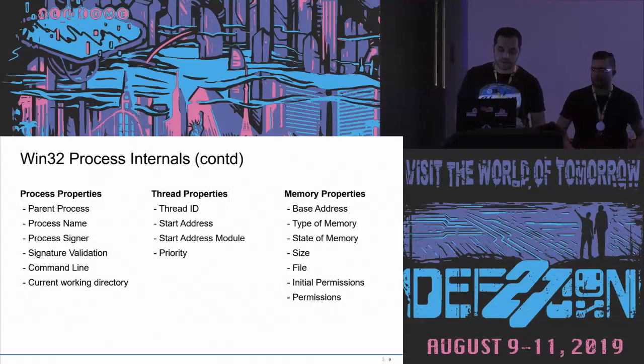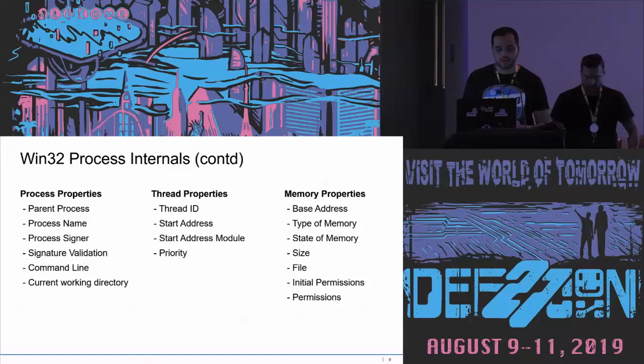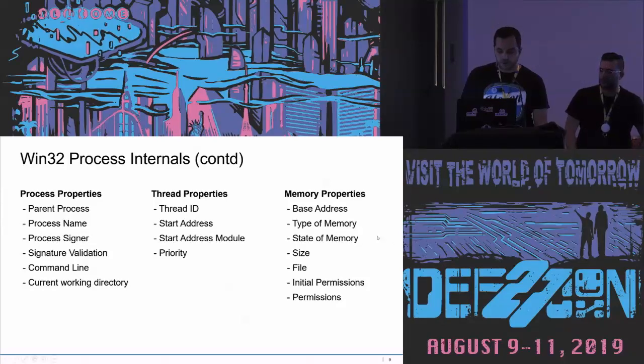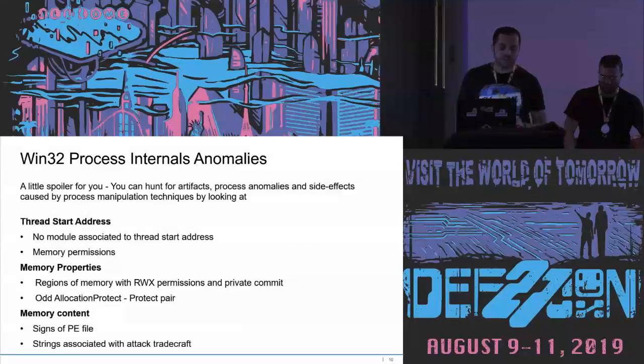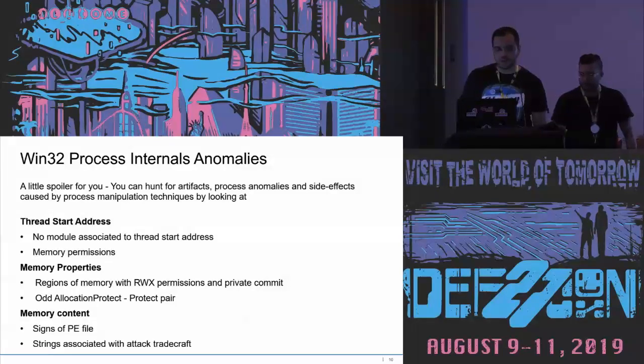So, to wrap up what I just mentioned, the process properties, the thread properties, and the memory properties are the things that define the normal or standard behavior of a process. Why am I putting so much emphasis on this? Because we will use it as a way to detect anomalies in the process properties, the thread properties, or the memory properties, and we will use that to hunt for things in memory. I'm giving three examples here as a bit of a spoiler.